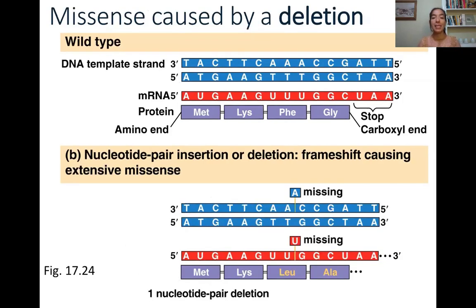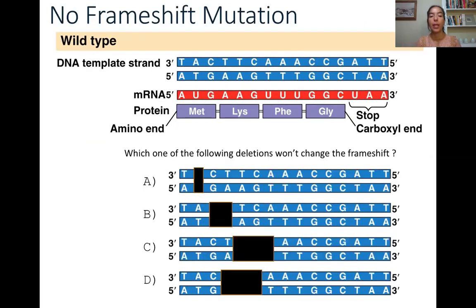But we can also have missense caused by a deletion, for example. In this case, here we have AAAC, and now we have AAC. So we are missing this A. Now, instead of having a phenylalanine, we are going to have a leucine. And then the next one is not going to be a glycine, but an alanine. So we have shifted the frame, we have shifted the read, and now we have something that is very different. Sometimes these mutations can be advantageous, but often they can be deleterious or have a negative effect.